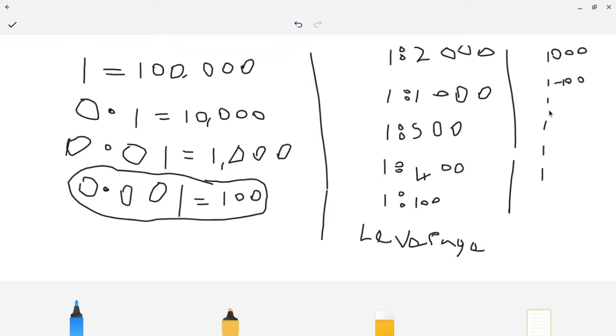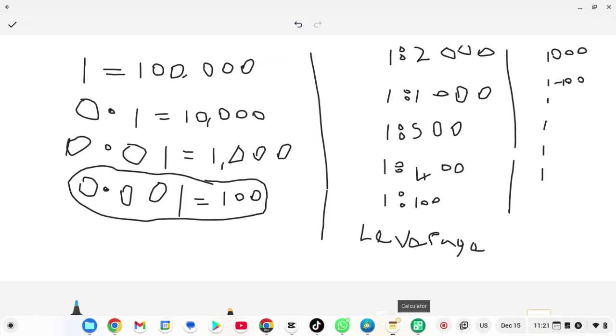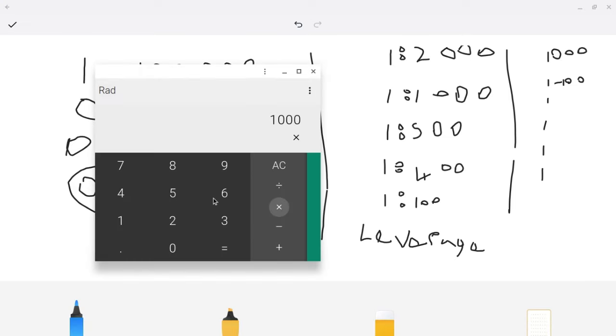Same thing with this $1, same thing with this $1, continuously till it completes 1,000. So each $1 inside this 1,000 is equivalent to $100. So when you now calculate it, I'll show you how much you have.